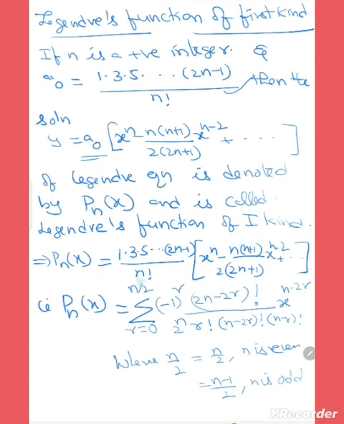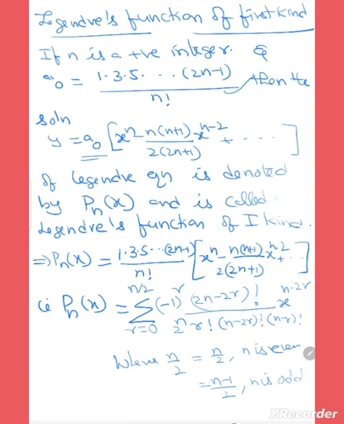Therefore Pn of x can be written by substituting the value of a naught as 1 into 3 into 5 and so on up to 2n minus 1 by n factorial. Then Pn of x can be written as 1 into 3 into 5 and so on up to 2n minus 1 by n factorial into x to the power of n minus n into n plus 1 by 2 into 2n plus 1 into x to the power of n minus 2 and so on.